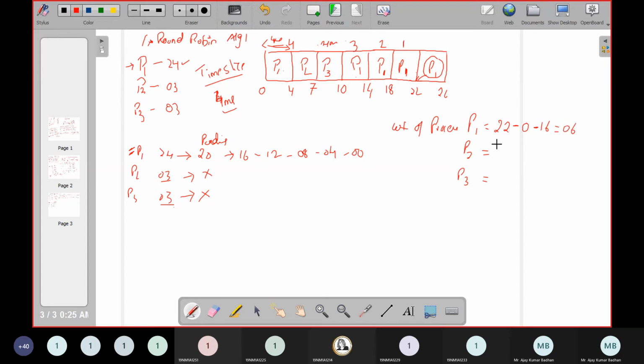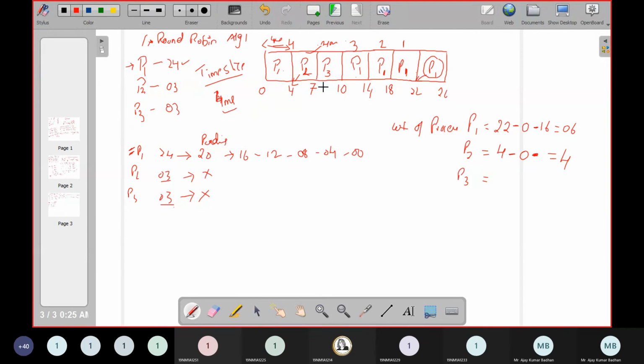So it will be 6. Then you come to the process P2. On the left side, what are we having? 4. What is the arrival time we have here? 0 milliseconds. All the processes have come. So 4 minus 0. Did it execute previously anything? No, this is the first time it has come up, so we don't have to do anything like this. So 4 minus 0 is 4.